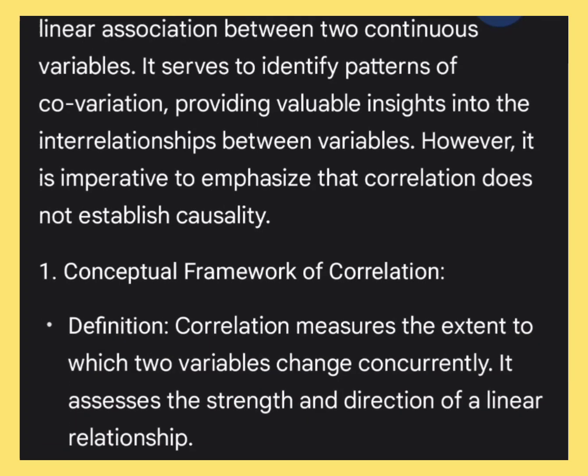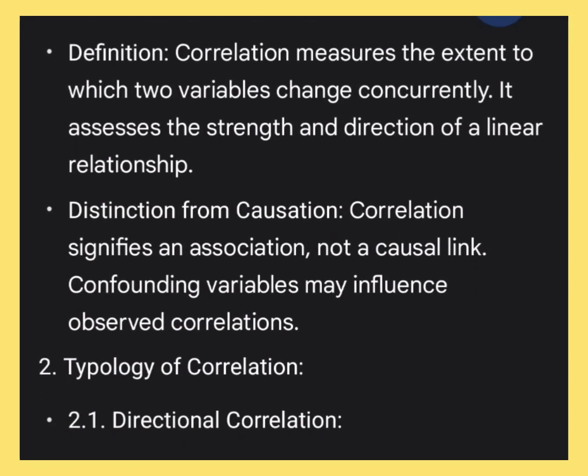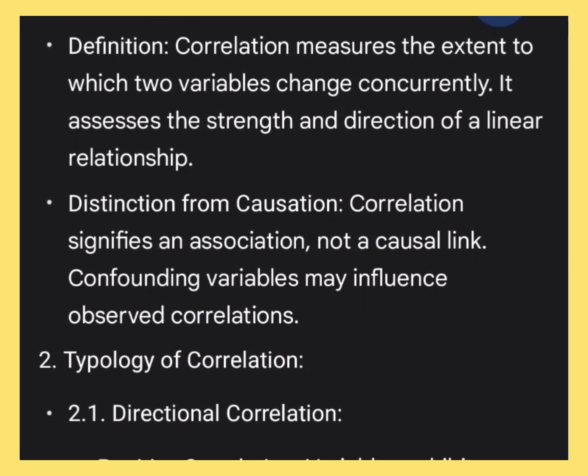1. Conceptual framework of correlation. Definition. Correlation measures the extent to which two variables change concurrently. It assesses the strength and direction of a linear relationship. Distinction from causation. Correlation signifies an association, not a causal link. Confounding variables may influence observed correlations.